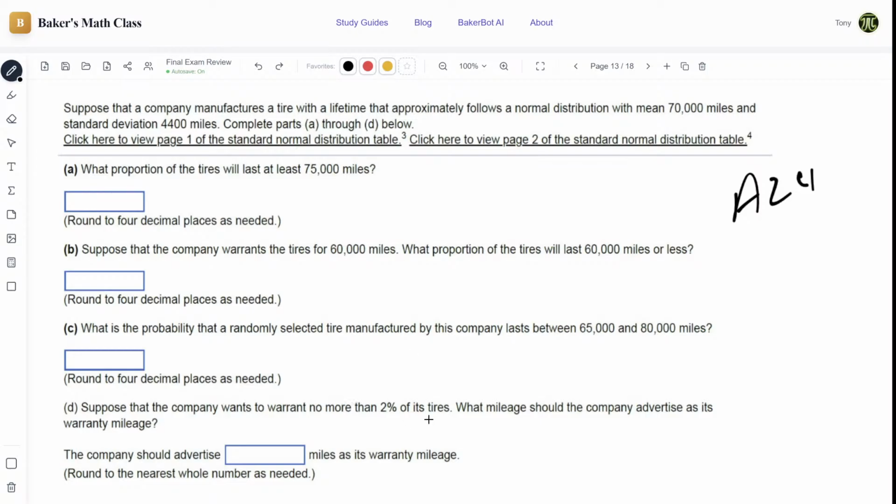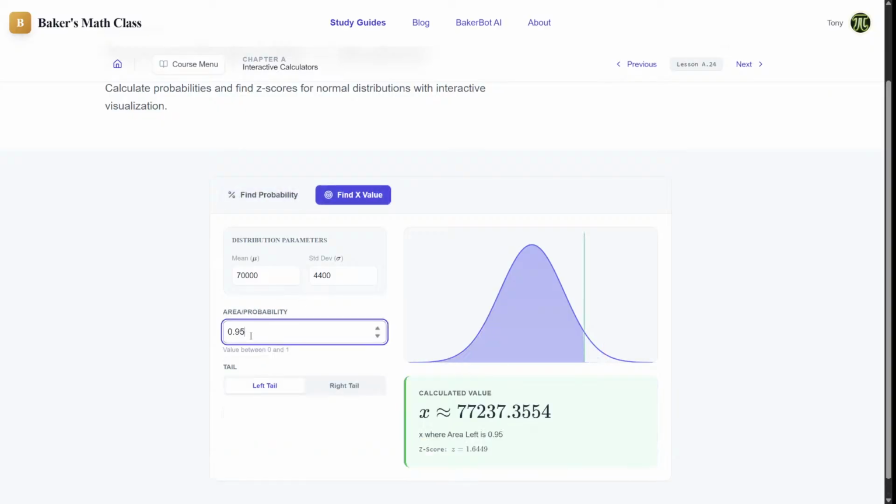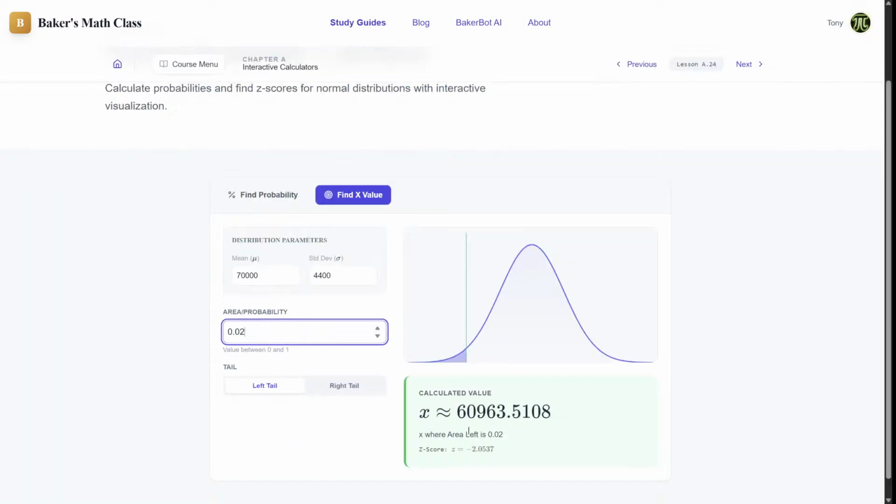Suppose a company wants to warranty no more than 2% of its tires. So this is where you use the X value. And I want 2%. I don't think it says round. So 60,963 miles. Nobody's going to advertise that, which is probably why they advertise 60,000 miles.